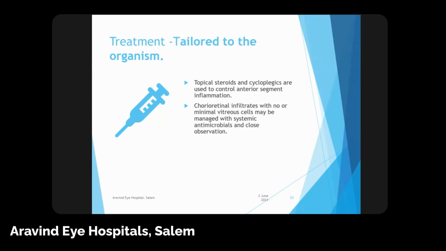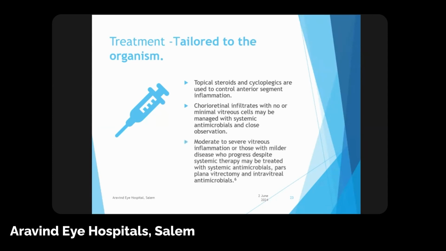Chorioretinal infiltrates with no or minimal vitritis may be managed with systemic antibiotics alone and with close observation. But if they progress further, you cannot see the vitreous and a mild disease is becoming severe disease, then these people will need intravitreal antibiotics and a vitrectomy.